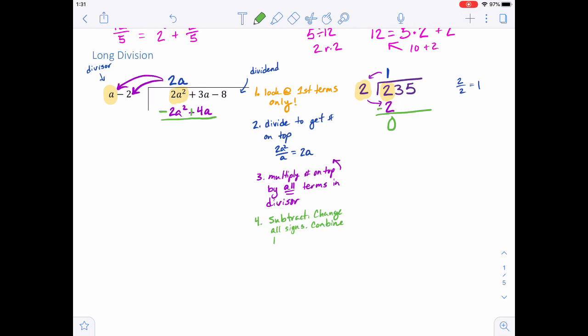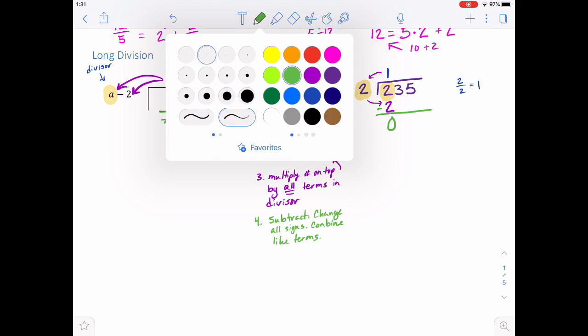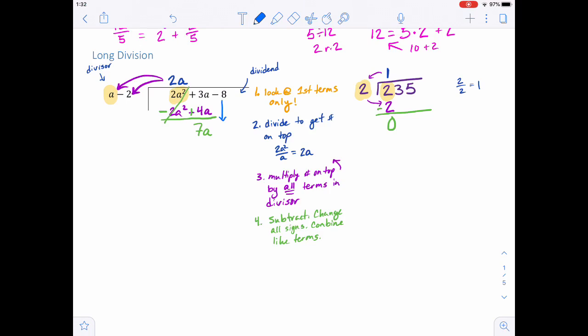Make sure you're combining like terms, not terms that are stacked on top of each other. They're not necessarily stacked on top of their like partner. Here they happen to be, which is nice. We get 2a squared minus 2a. Goes away. That should always happen. They should always cancel because we built it that way. Then we get 3a plus 4a. That is 7a.